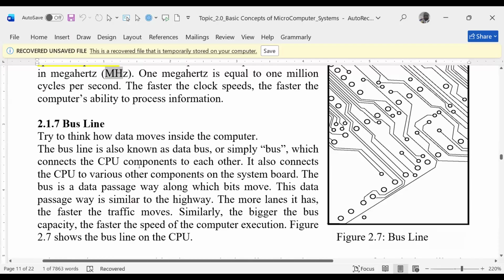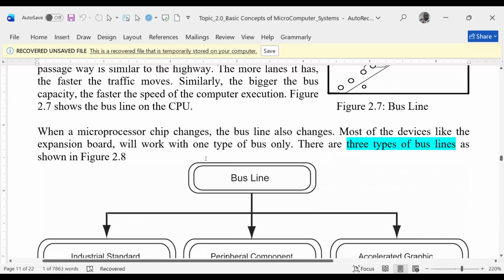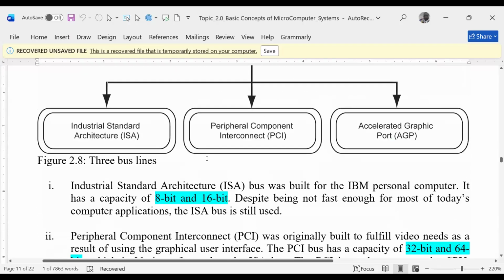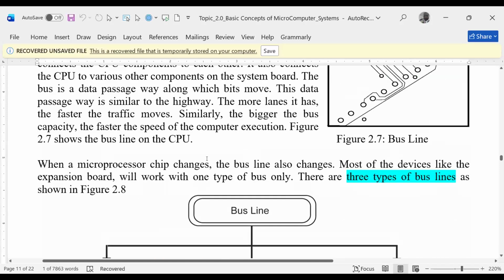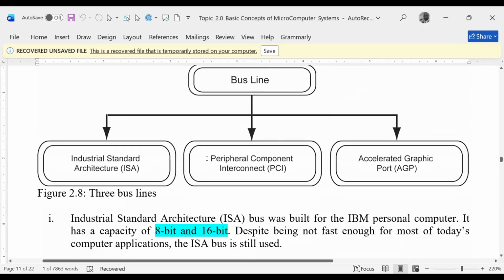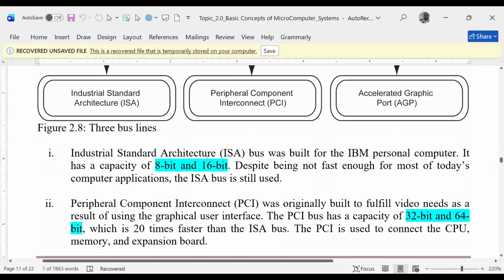We have explained the bus. This is how the bus looks like. And then the bus here, we have three types of bus architecture: ISA, PCI, and AGP. The Industrial Standard Architecture, called the ISA bus, was built for IBM. The old types of computers still use it, and have been transformed to different parts. And this capacity is 8 bits and 16 bits at a time.